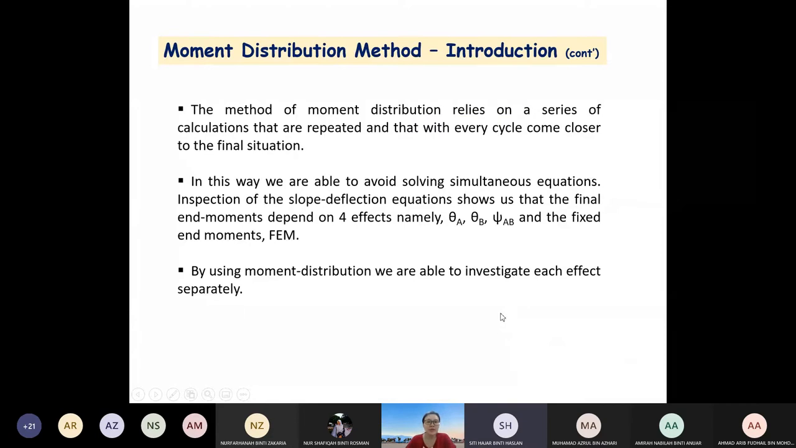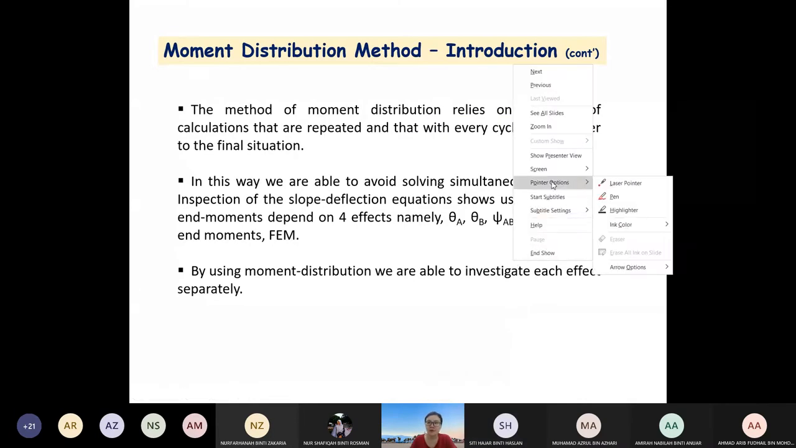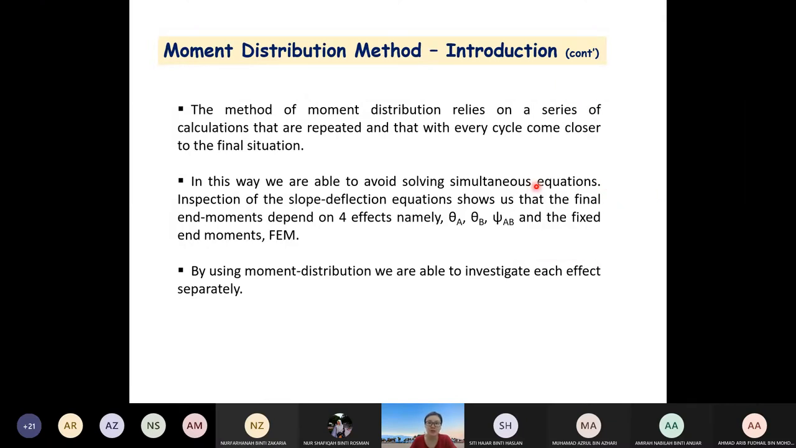Okay, so now this is the concept behind, or background of, this moment distribution method. It relies on a series of calculations that are repeated, and with every cycle come closer to the final situation. Meaning that for this moment distribution method, you are going to repetitively calculate the moment distribution. You distribute the moment here and there and repeatedly distribute again and again until your answer is close to the final situation. In this way we are able to avoid solving simultaneous equations.